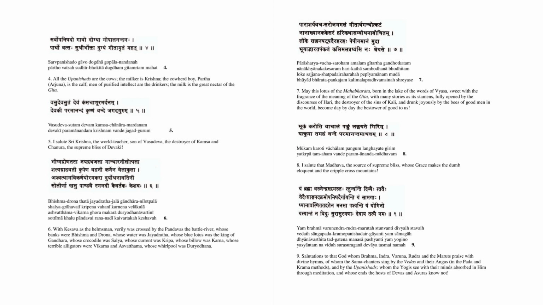Bhishmadrona tata jayadratha jala gandhara nilotpala shalyagrahavati krupena vahani karnena velakula ashwathama vikarna ghoramakara duryodhanavartini sotirna khalu pandavai ranadi kaivartakah keshavah. It's a slightly longer shloka.